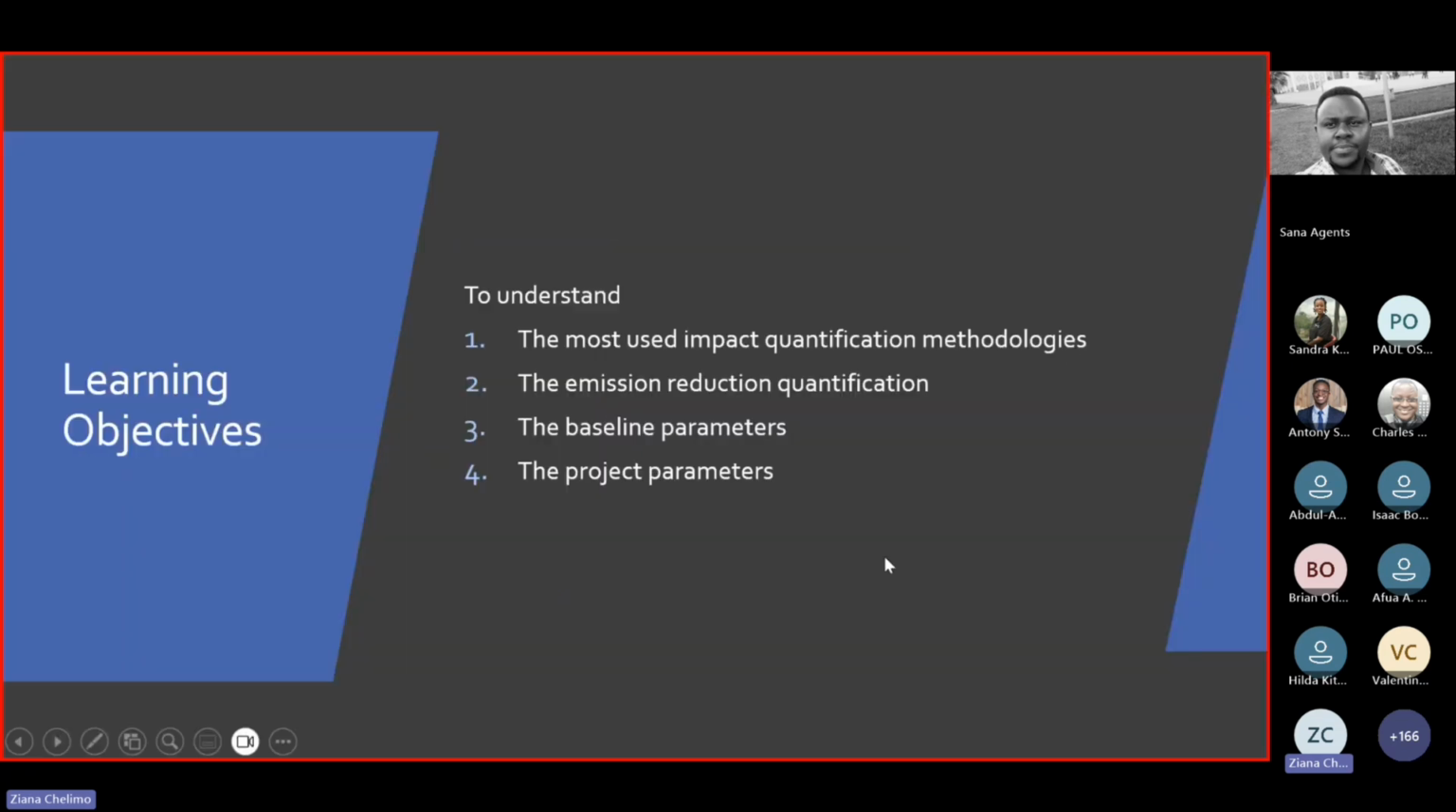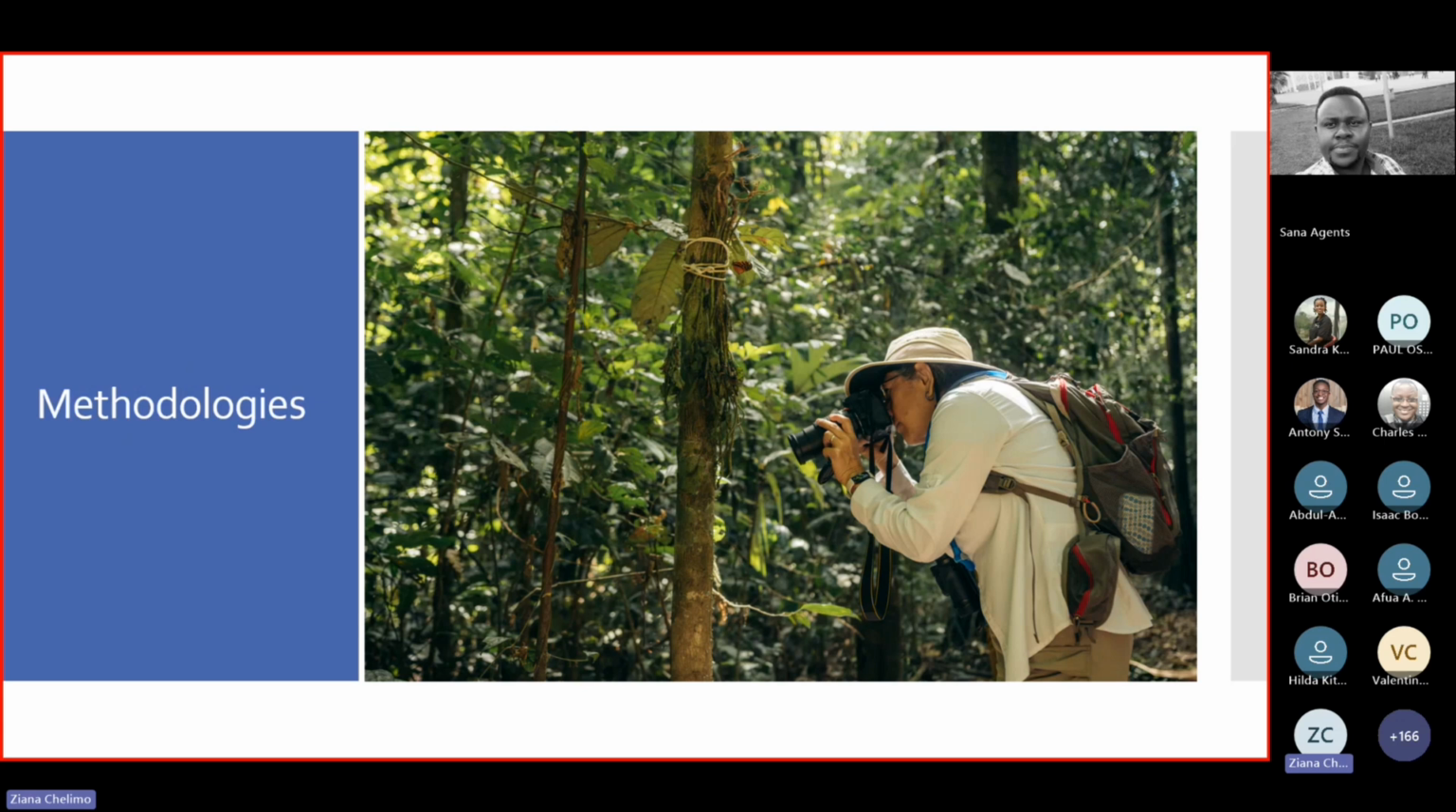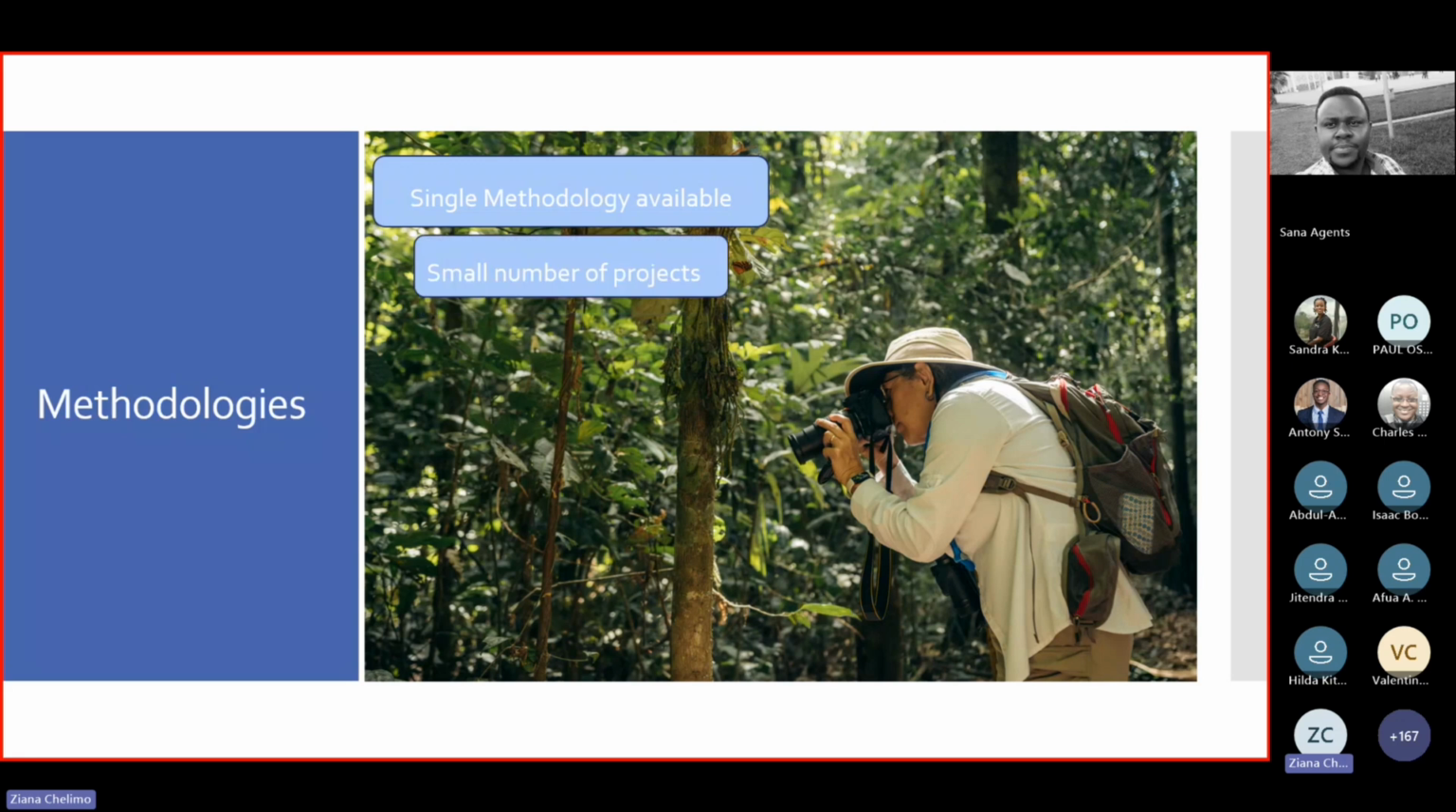So as I was saying, in this module, we will be going through how to calculate emission reductions for a forestry project. As Charles has mentioned, there is a project by Carbon First, so we will be looking at this hypothetical project. We look at the most used impact quantification methodology, the emission reduction quantification, the baseline parameters, and the project parameters. Under Gold Standard, there is one methodology for afforestation and reforestation. So in this case, it makes Carbon First's decision very easy because they don't have to look at many methodologies to decide which one they'll use, because there's only one.